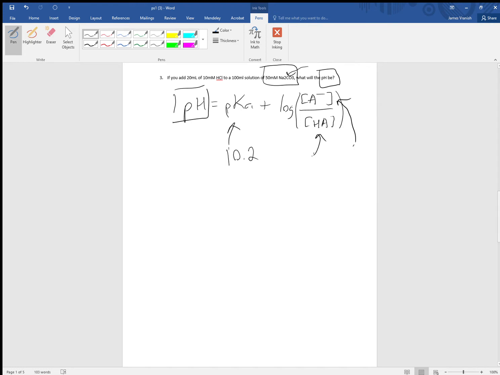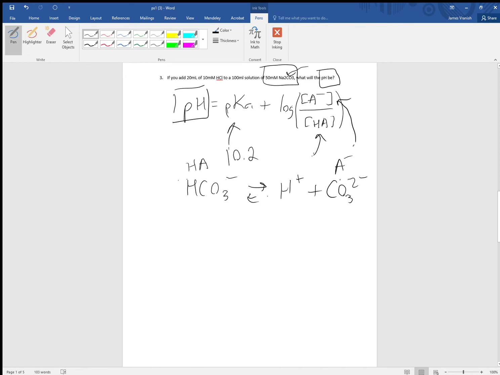We're basically given the concentration of our A- initially. So let me write the reaction here. We have the HCO3 minus giving up a proton to become CO3 2 minus. So this is our dissociation equation. Our A- form is the carbonate, and our HA form is the bicarbonate because it has the extra proton on it.